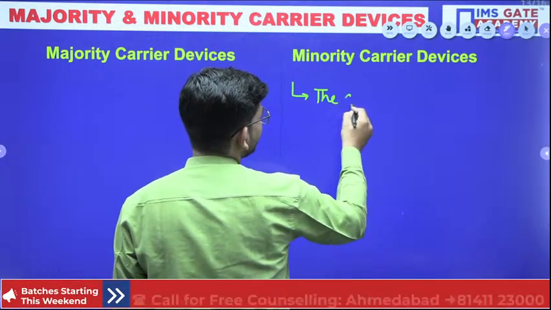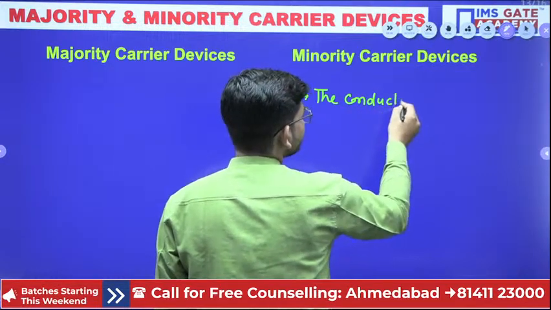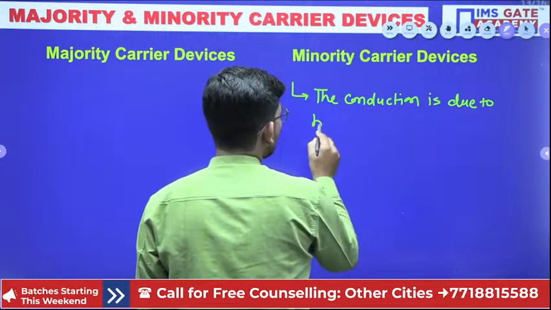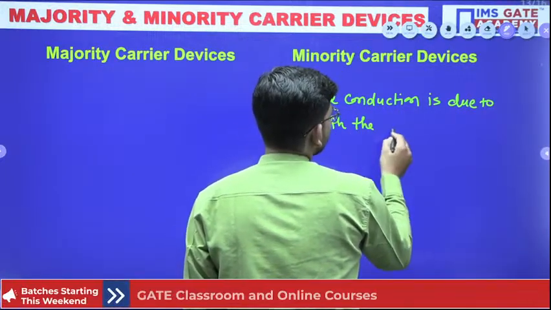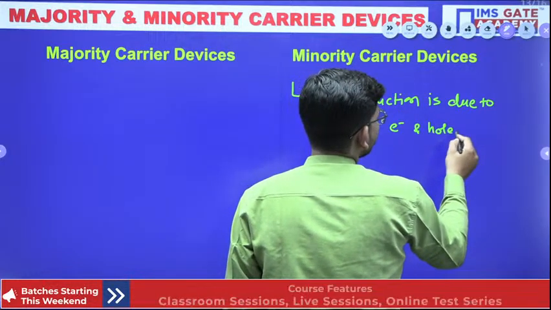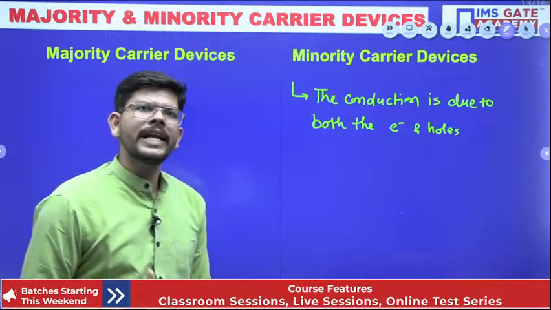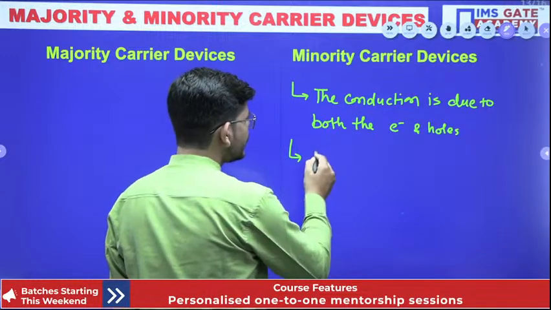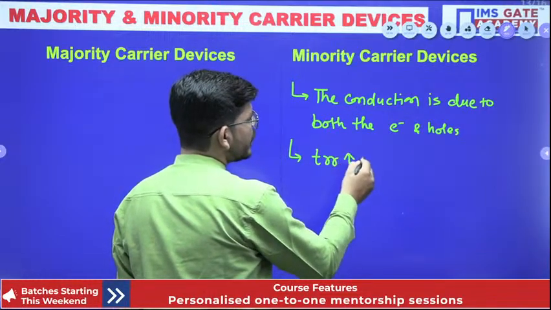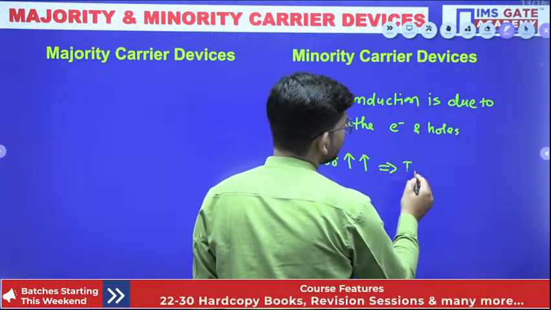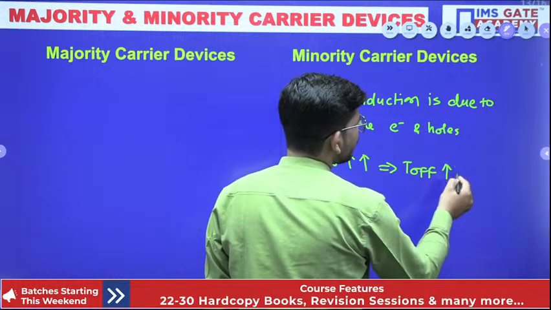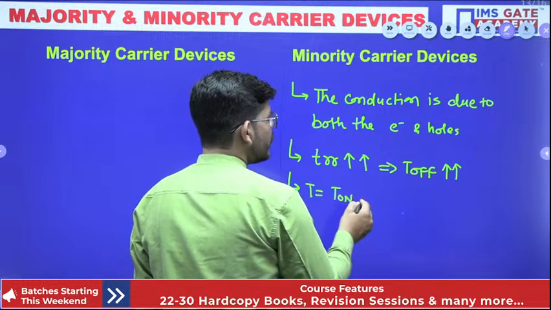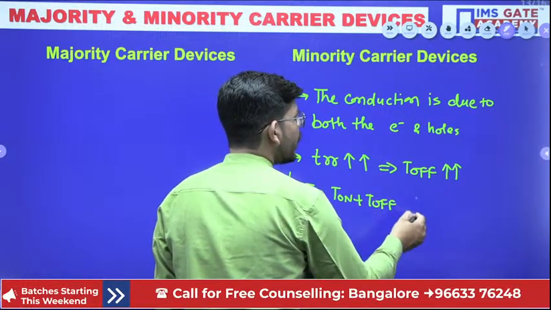In minority carrier devices, the conduction is due to both the electron and holes. So if the conduction is due to both the electron and holes, then what will happen? Then the reverse recovery time will be more here, isn't it? The reverse recovery time will be very, very high. That means ultimately the T off time will also be very, very high. And ultimately the total time, that is T on plus T off, will be very, very high, isn't it?